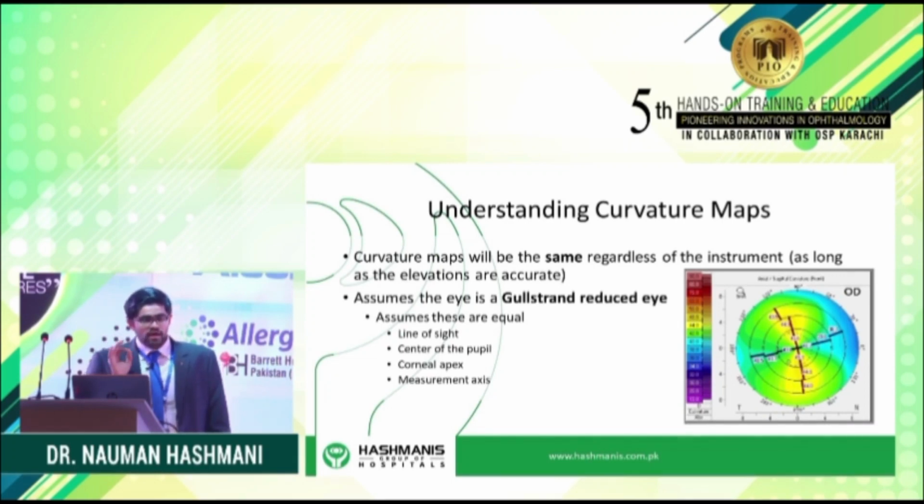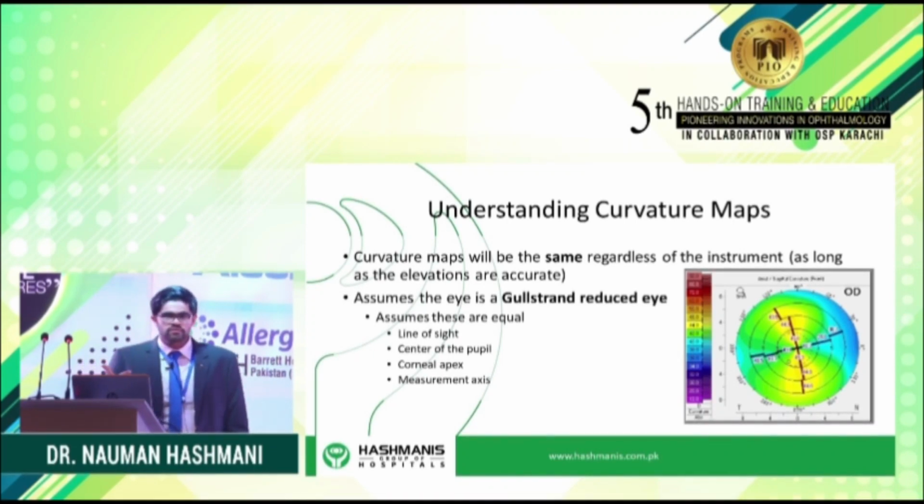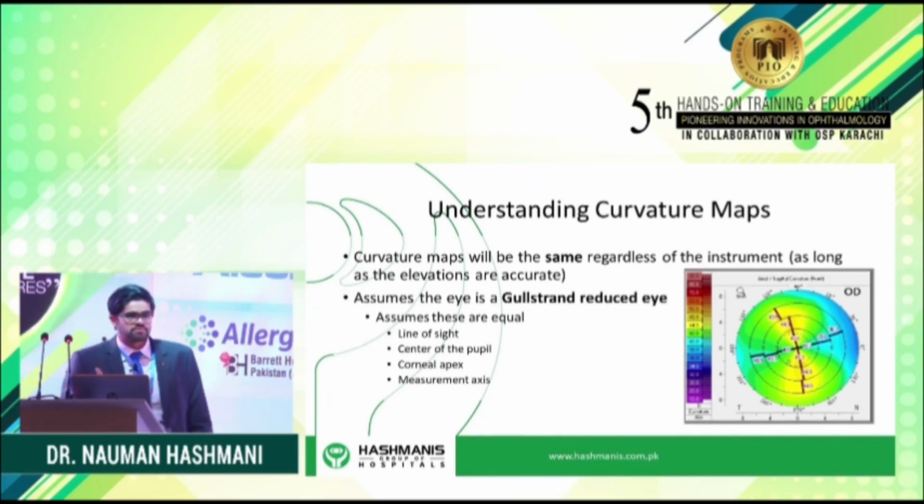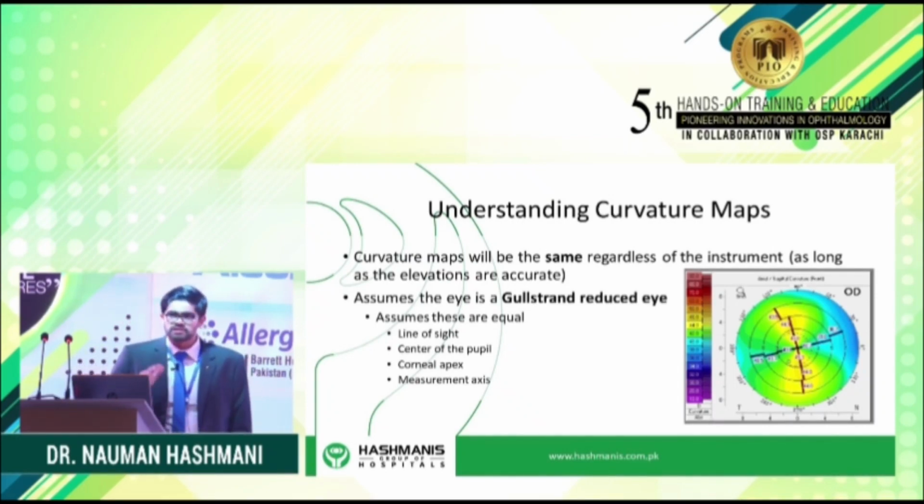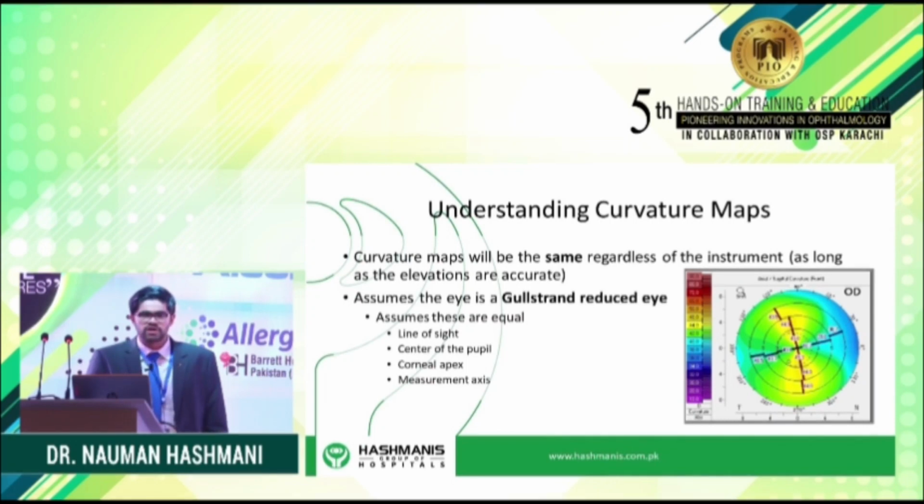A sagittal curvature map basically assumes four things: that the line of sight, the center of the pupil, the corneal apex, and the measurement axis are all equal. That's what it's taking into account, and this is known as the Gullstrand reduced eye. Over many decades of research on this topic, we know most eyes do not follow the Gullstrand reduced eye.